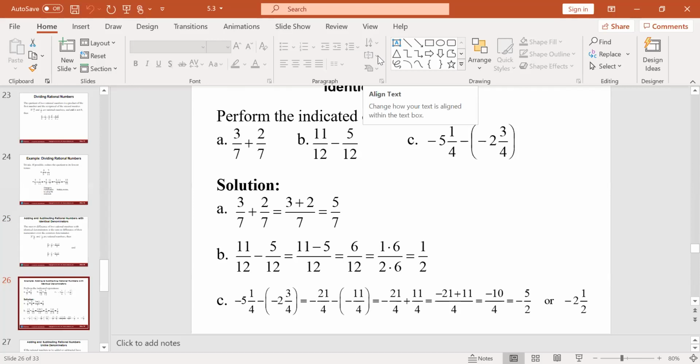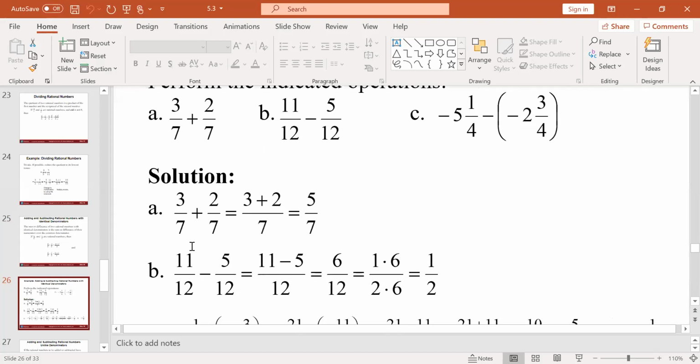Well, they already both have the same denominator of 12. So when we do the subtraction, the answer is also going to have a denominator of 12, at least initially. So 11/12 minus 5/12 becomes just 11 minus 5 on top, all that over 12. 11 minus 5 is 6, so you end up with 6/12. However, you can ultimately reduce 6/12 to 1/2.